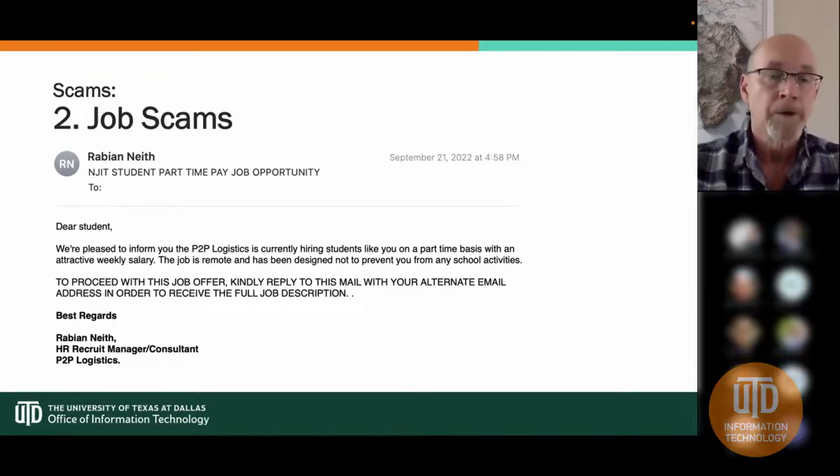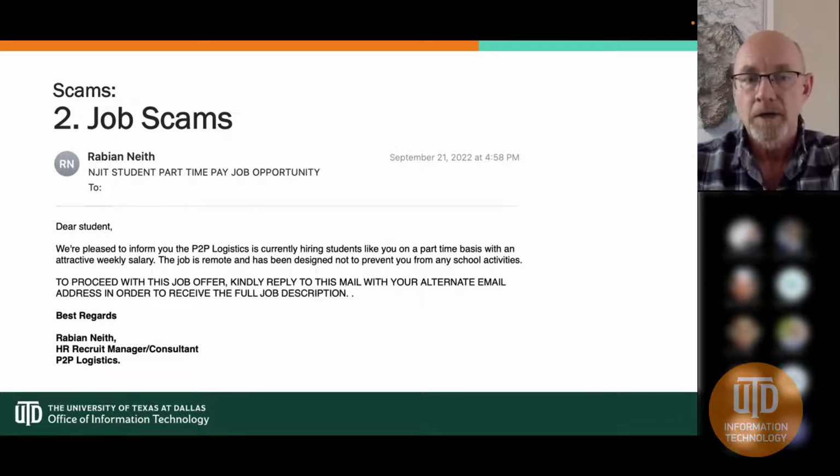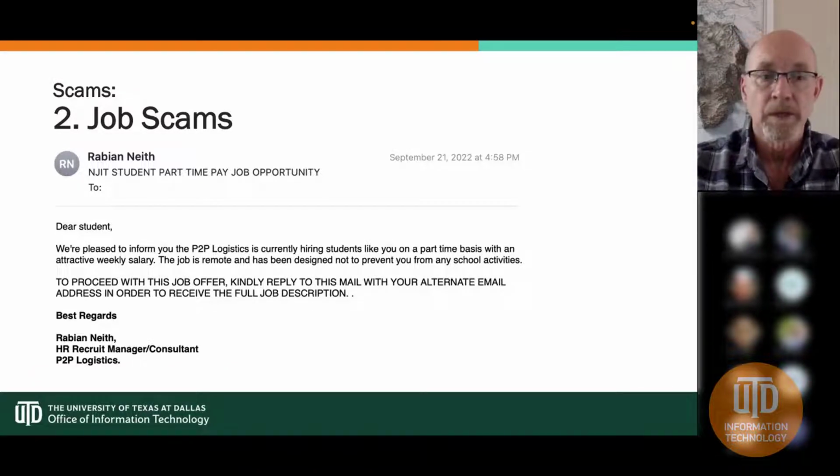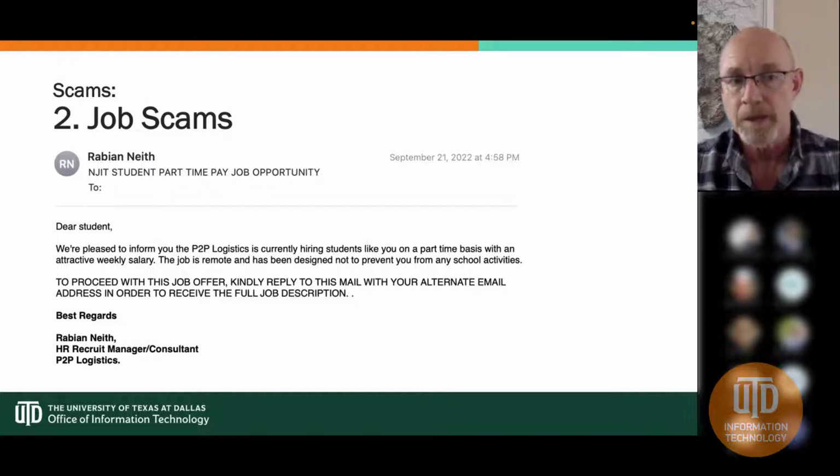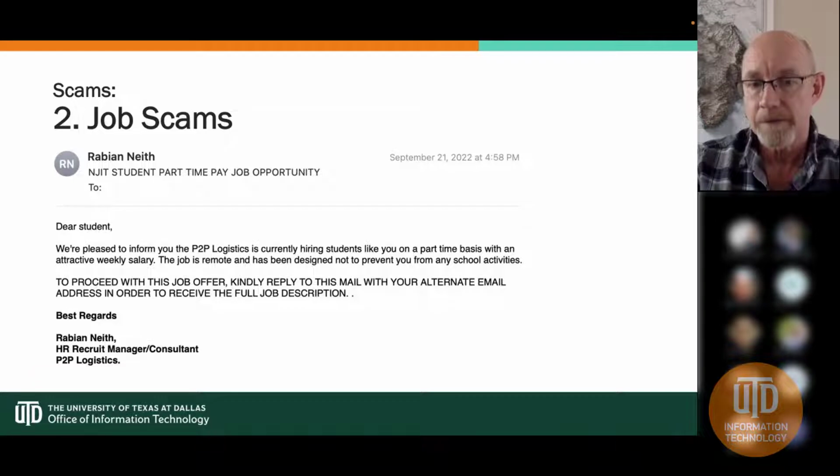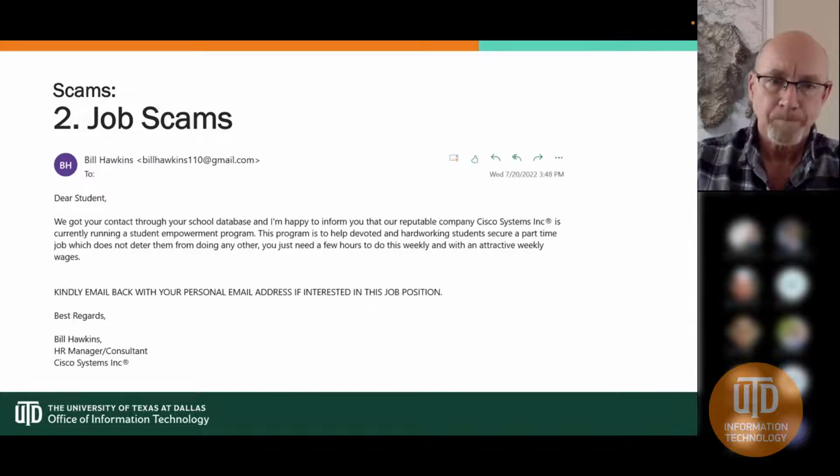What I haven't shown you is the sender's name, Rabian Neath, at the top. One should always, as Lucas had mentioned, see where this is actually coming from. So you want to click on that name at the top left, Rabian Neath, and make sure that you can see what email address it is. Okay.